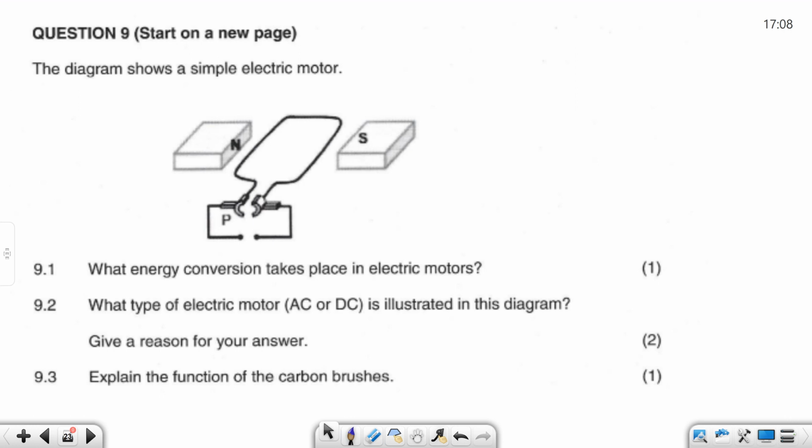All right, let's see. The diagram shows a simple electric motor. Once you see this, you must automatically know your energy conversion. What will a motor do? Electrical to mechanical. And I think we've answered the first question. Done. What type of conversion takes place in this motor? We said what? Electrical. Okay, please put the word energy as well. To mechanical energy. Again, 1 mark question. You're done. What type of electric motor is this? AC or DC?